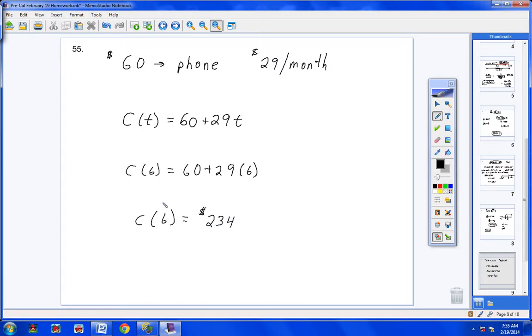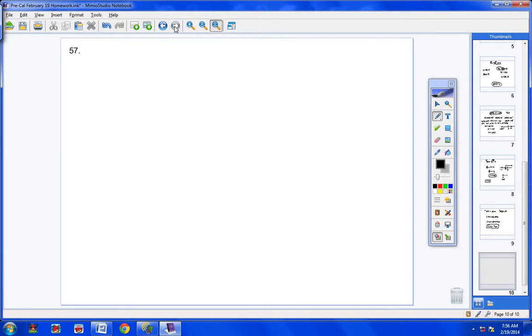Over 6 months, you would pay $234 for your phone coverage. Okay? So not too bad. Pretty simple. Writing a model that represents your cost based on time. All right, let me get a drink and we'll go to our last problem, number 57.